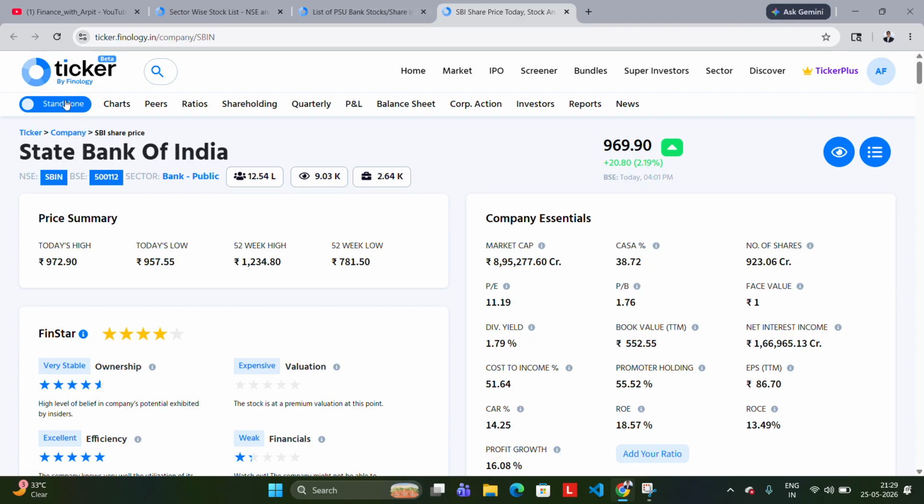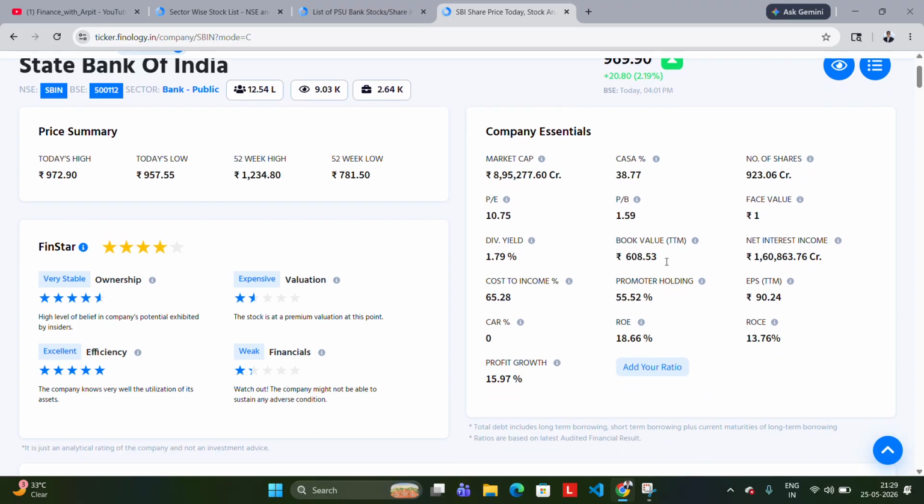When analyzing all the banks, we should see the CASA ratio, which should be higher. CASA ratio means the amount of money that is in the current accounts and savings accounts of the bank. The higher it is, the more money the bank gets at a lower interest rate, and they give it back at 10 to 12% in the form of loans, right?